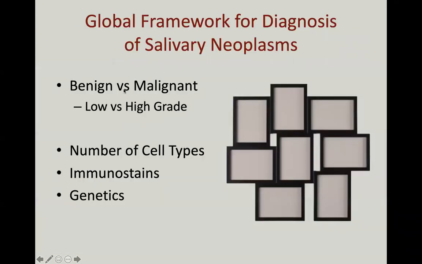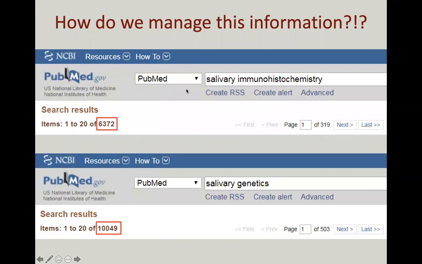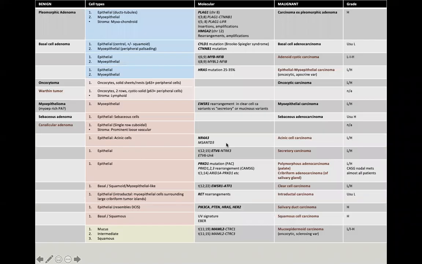So we'll talk a little bit again about benign versus malignant, low versus high grade. We'll talk about how to distinguish tumors based on the number of cell types, the immunostains, and the genetics. If you look at PubMed, salivary immunohistochemistry and salivary genetics are swarming with articles, over 10,000 plus 6,000. So how do we put this information together? Because some of it's good and some of it's bad. And so that's what I'm going to try to do today.